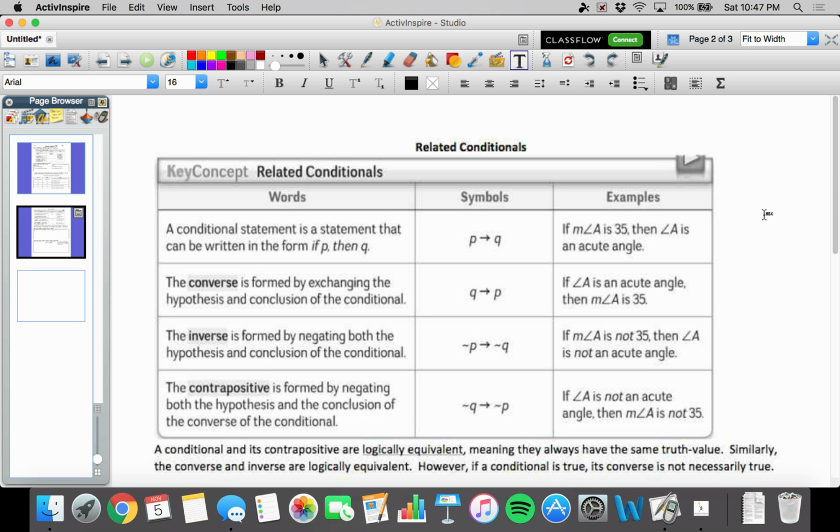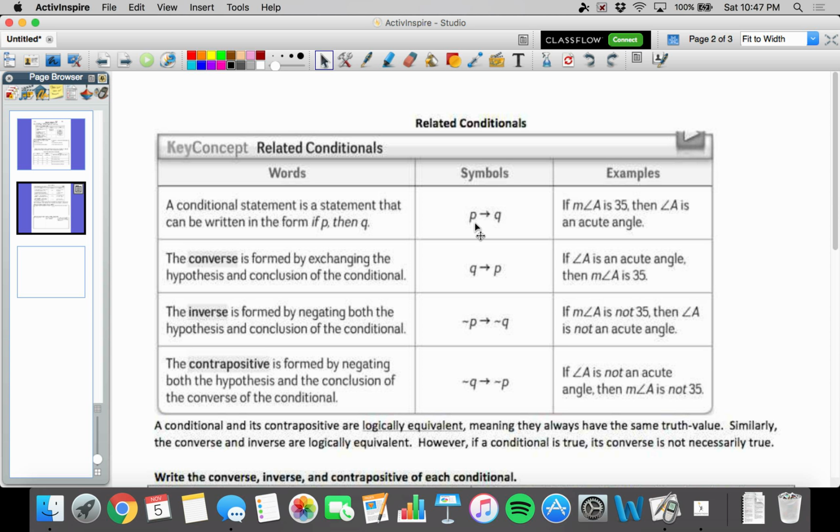We have these related conditionals, which are other ways we can arrange the hypothesis and conclusion in a statement. Here we just have the original conditional: if P, then Q, right? The converse is when we exchange the hypothesis and the conclusion. So we switch Q and P. This now says if Q, then P. So look at the examples here.